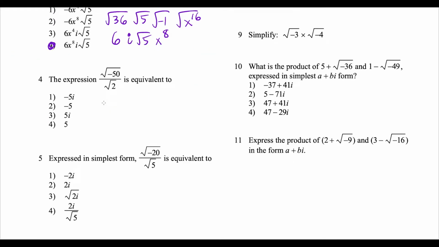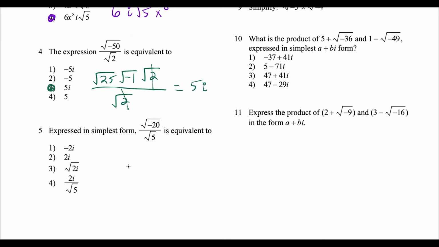Question 4, we're going to use the same strategy as before. The top, square root of -50, we'll write as square root of 25 times square root of -1 times square root of 2, since the product of these three numbers brings us back to -50 on the inside. Then we have square root of 2 on bottom, and right away I can see these factors are going to cancel. Then the square root of 25 is 5, and the square root of -1 is i. So we have 5i, choice 3.